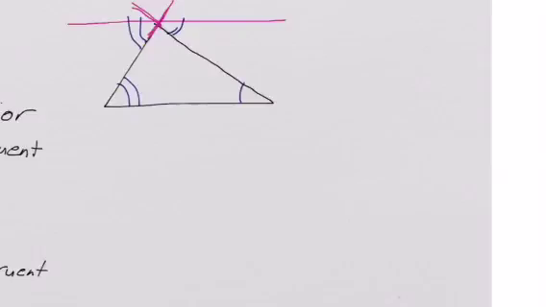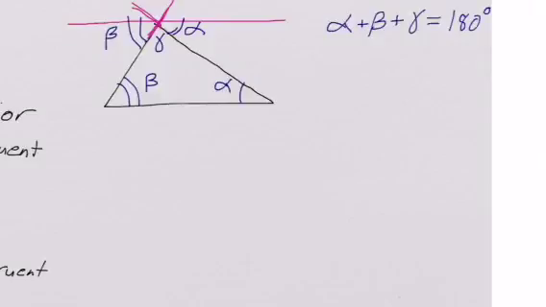So let's go ahead and give these angles names. We'll call them alpha, beta, and gamma. So we know this angle is congruent to alpha. We know this angle is congruent to beta. Put them all together, we get a straight line. So we know that alpha plus beta plus gamma is equal to 180 degrees.